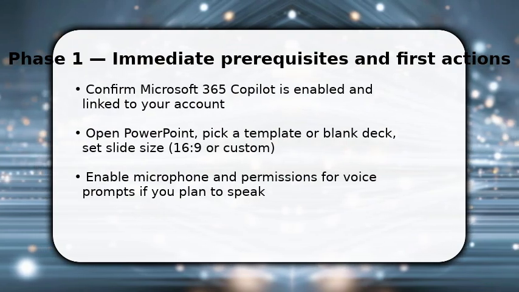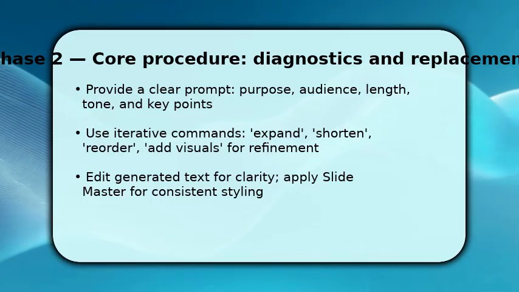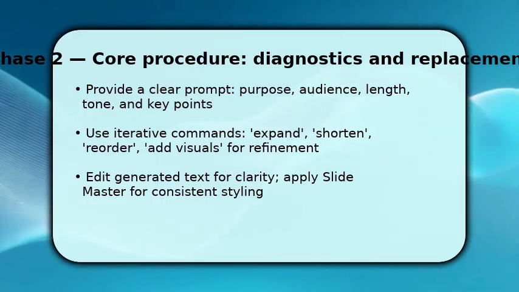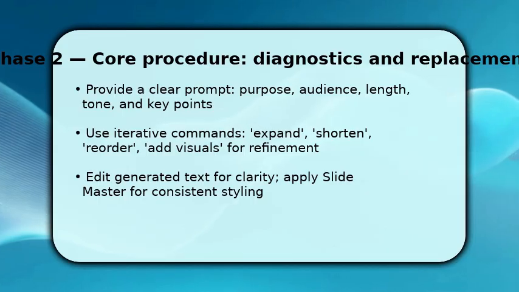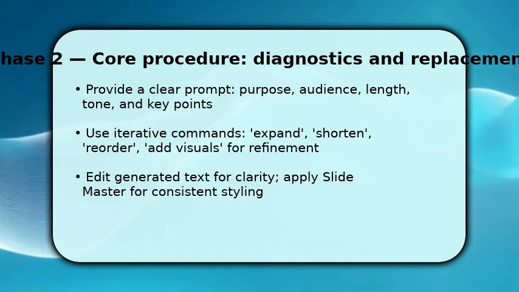Doing this now saves time later and makes generation faster, and you feed Copilot a concise prompt. Explain the purpose, audience, desired slide count, and tone. Once Copilot creates slides, review one by one and issue iterative edits. Say "shorten this slide" or "add a chart" to control length and focus. Make sure to ask for speaker notes when you need cues.